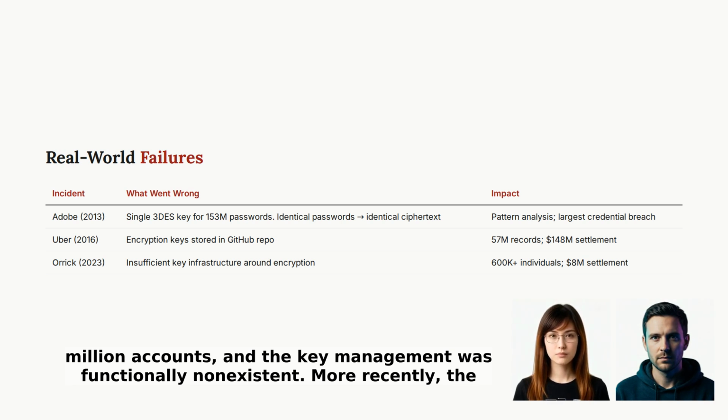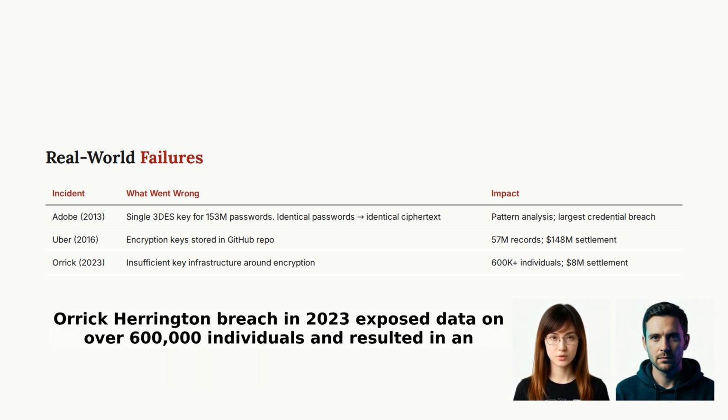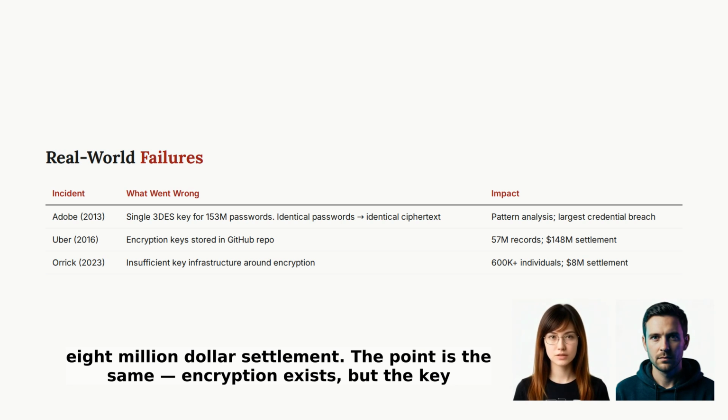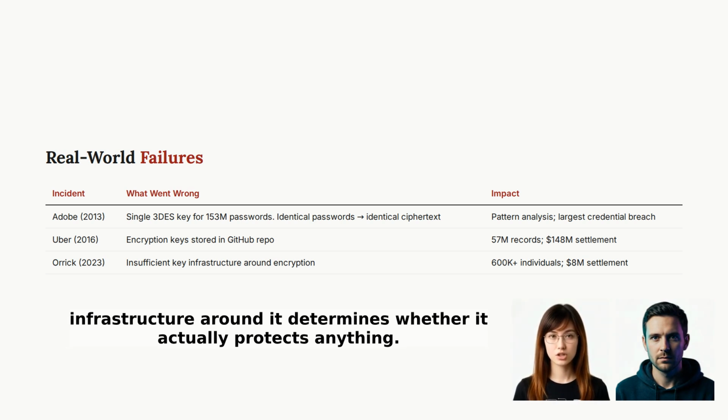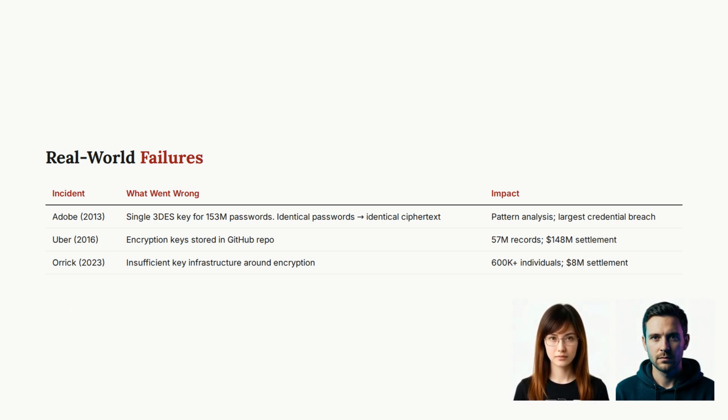More recently, the Oracle Harrington breach in 2023 exposed data on over 600,000 individuals and resulted in an $8 million settlement. The point is the same. Encryption exists, but the key infrastructure around it determines whether it actually protects anything.